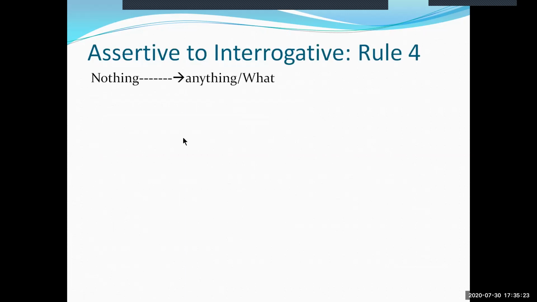This is rule number 4, which states that instead of the negative word nothing, we use anything or what in interrogative form. A question may arise as I have not specified when to use anything and when to use what. The answer is that if you find the word nothing in the middle of the sentence as part of the predicate, then we normally use the word anything by replacing the word nothing. But if the word nothing is the subject of a sentence, then we make the sentence interrogative by replacing the word nothing by the word what. Let us look at the examples and try to understand how we use anything or what in place of nothing to make a sentence interrogative.